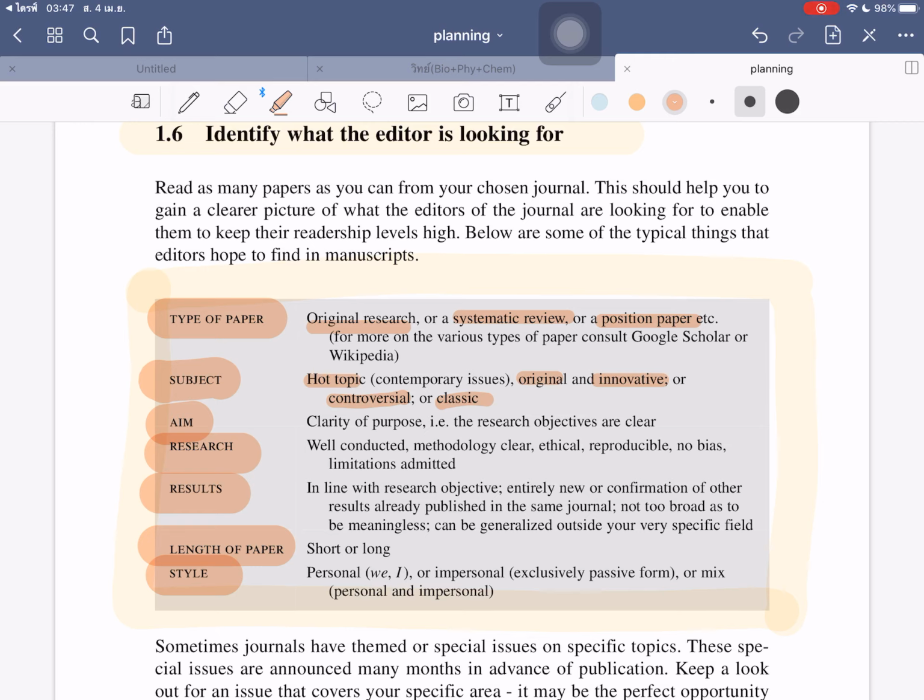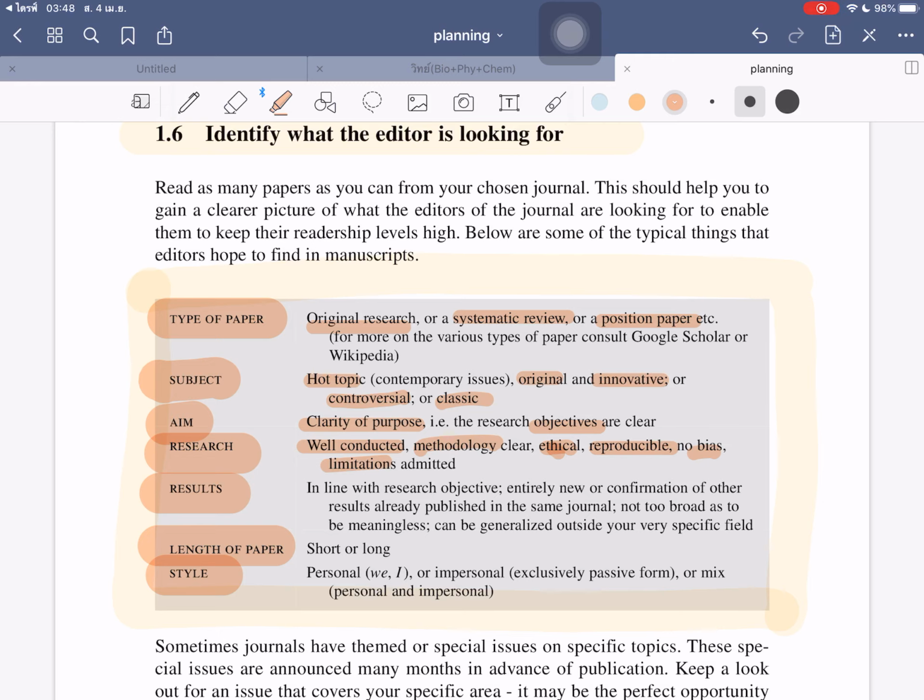The aims: why you write your paper, to clarify your purpose. Clarity is the purpose. You need to think about the objective. And then the research: how you show your research is well conducted, how to conduct your research. Is the methodology clear, ethical, reproducible or not, biased or not, limitations admitted? Some research has to admit the limitations.